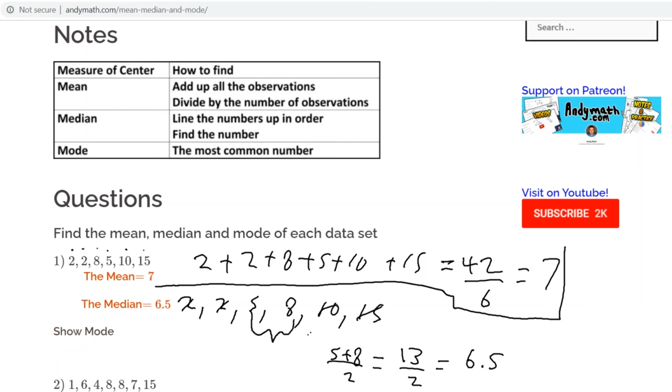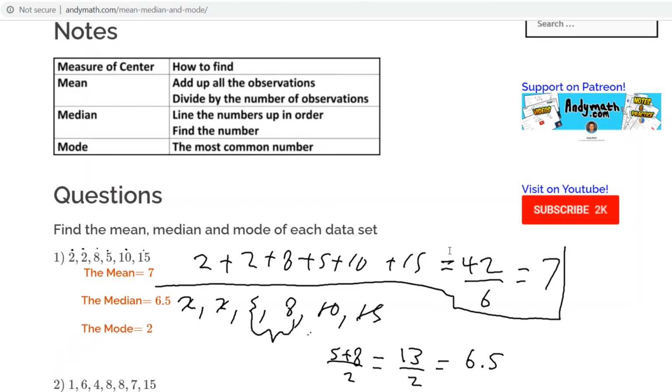Now the mode is the most common number. In this case, I see a 2 listed twice, so the mode is going to be 2. So that's how to find the mean, median, and mode.